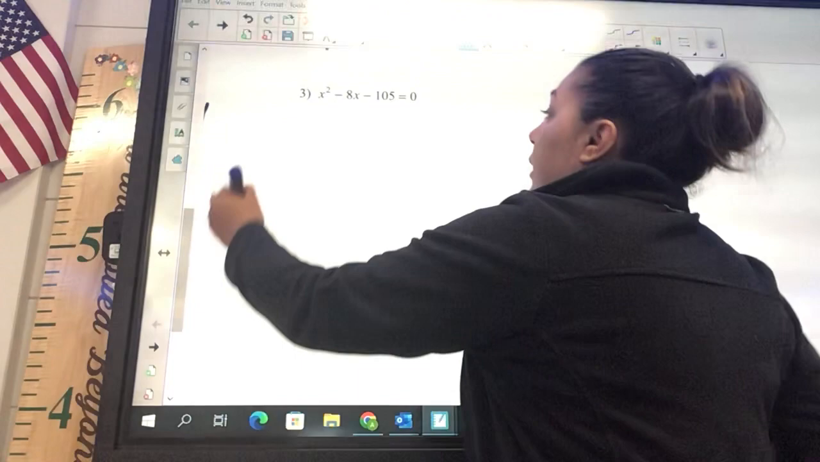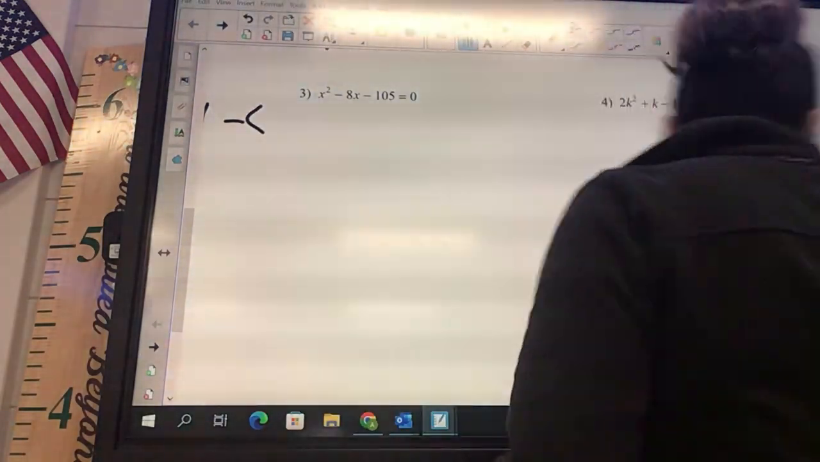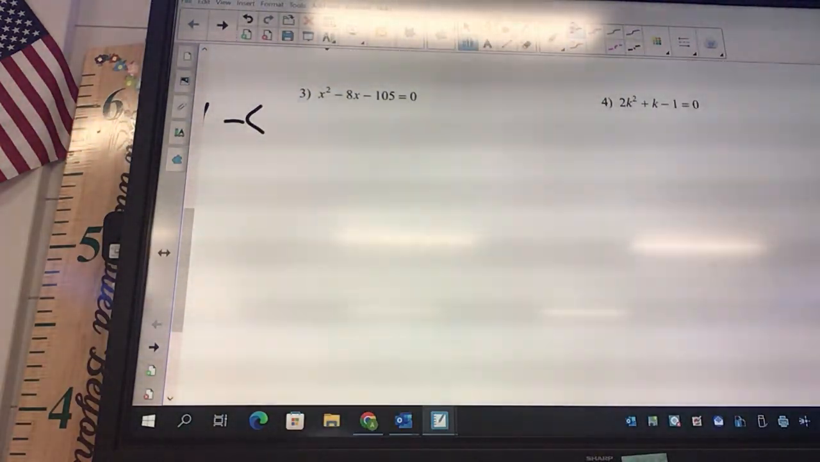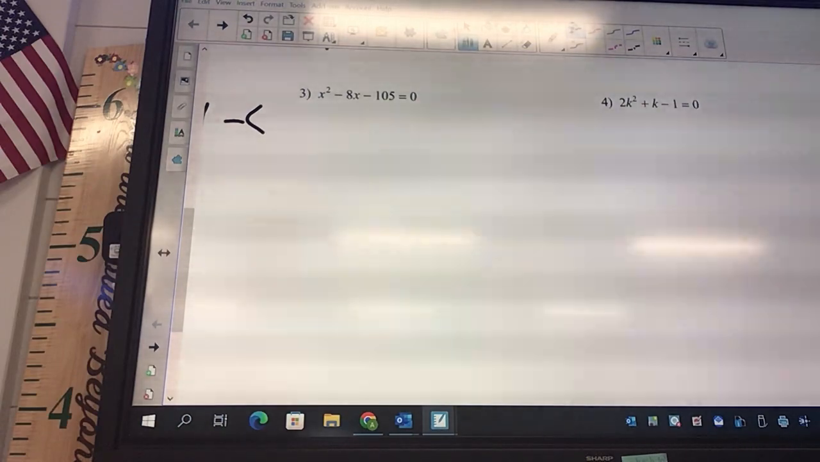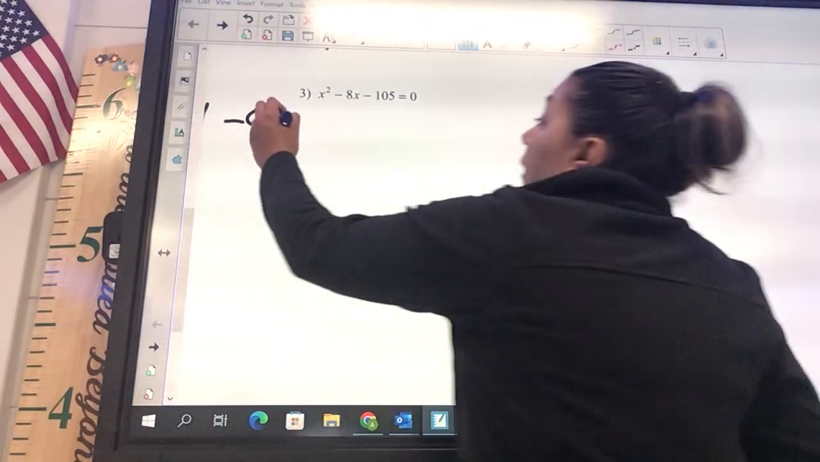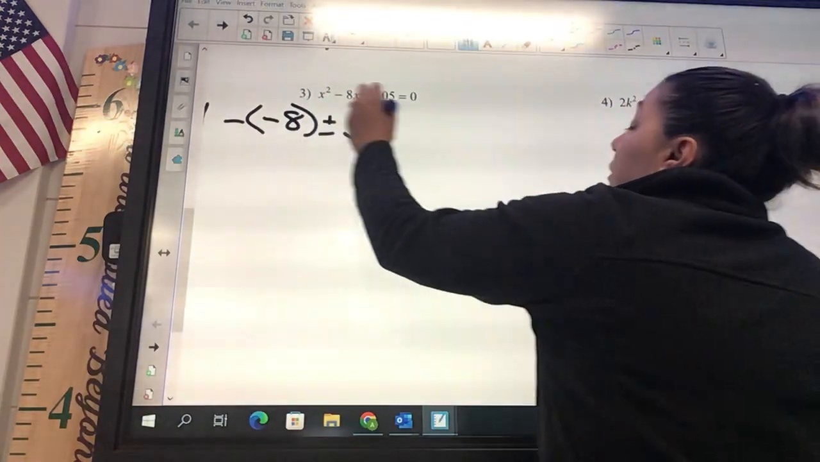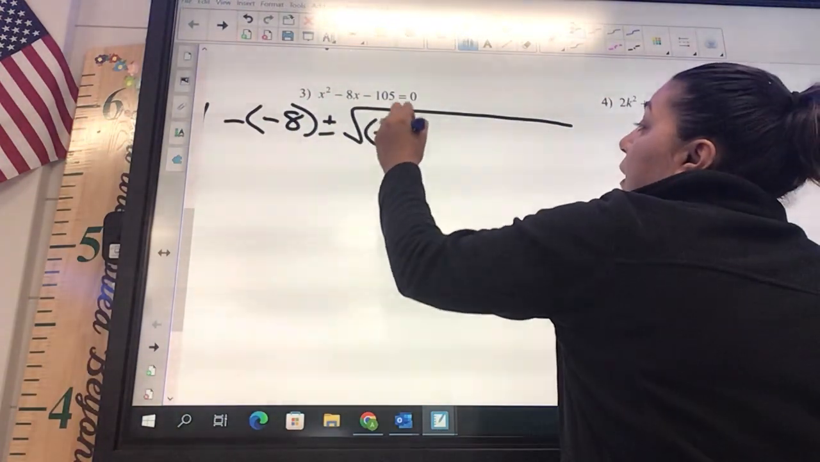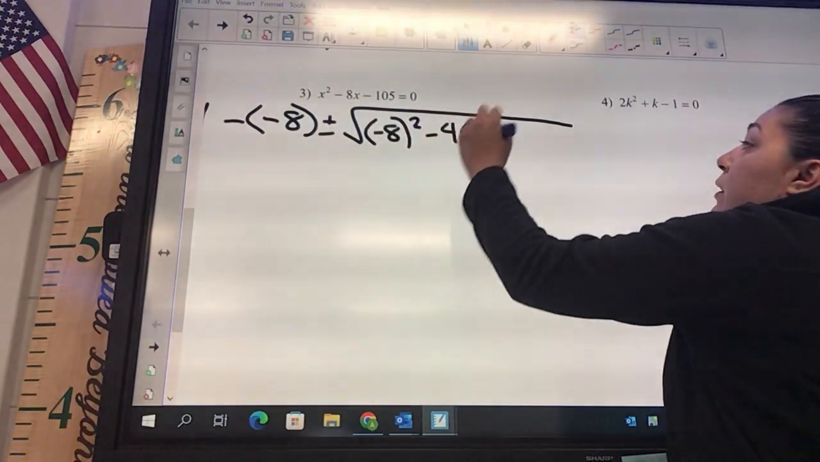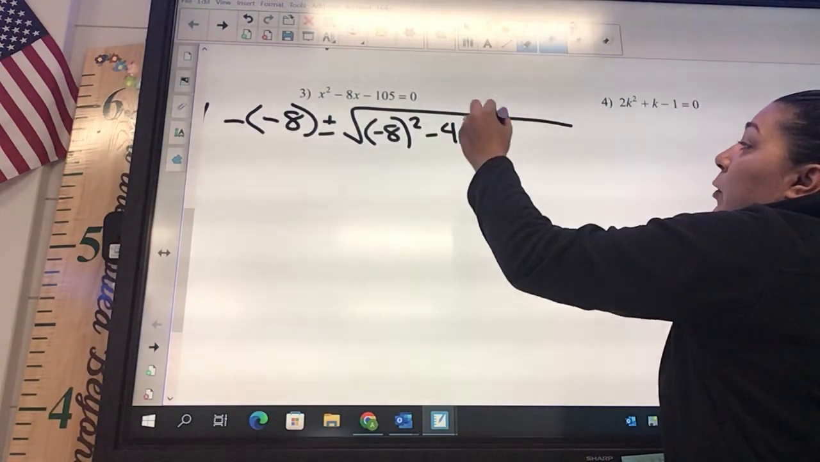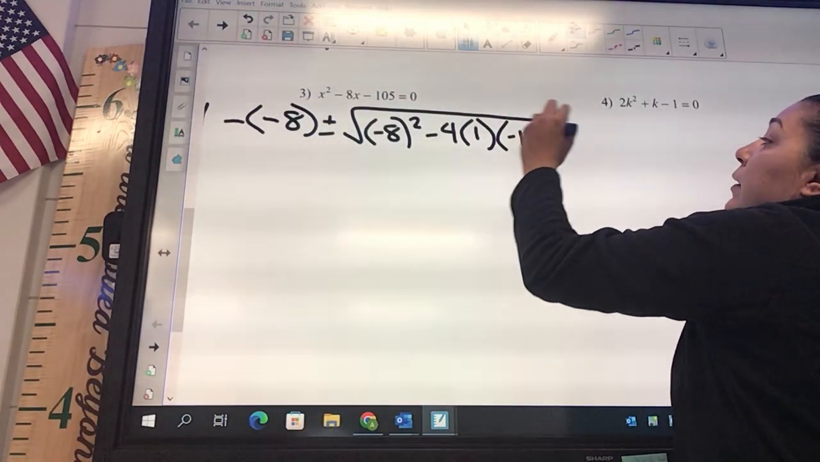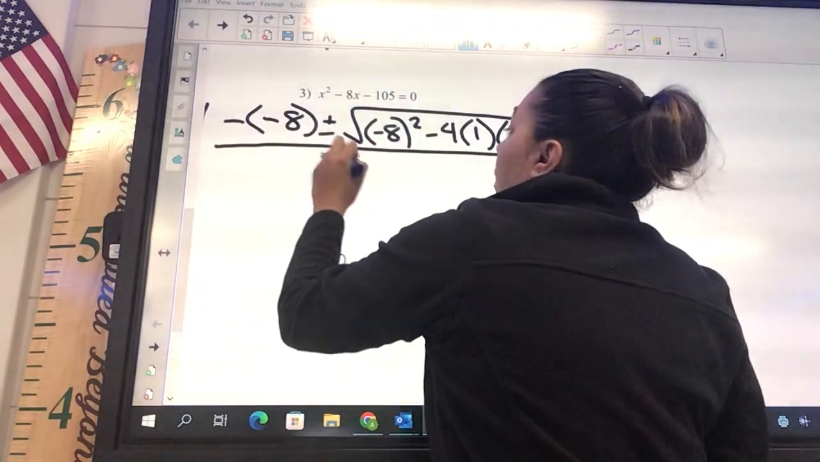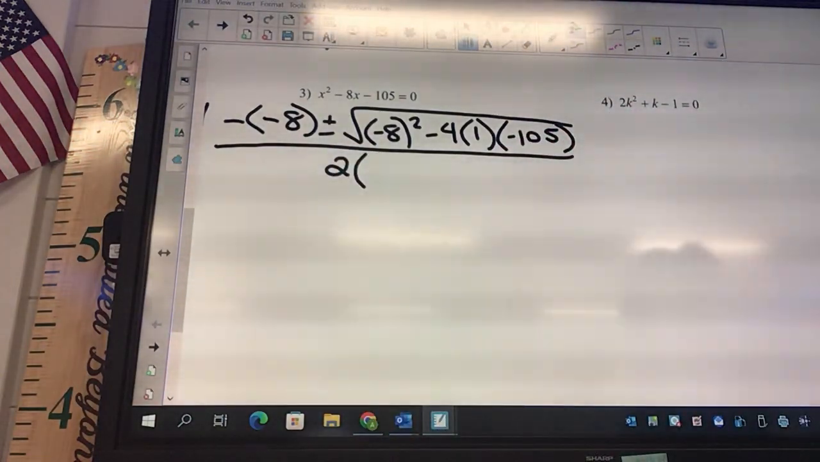Okay, number 3, we got negative. What's our b? The same. Okay. Negative 8 plus or minus the square root of negative 8 squared minus 4 times our a. I almost wrote a. What's a? 1 times c. Okay, all over 2a. What's our a? 1.